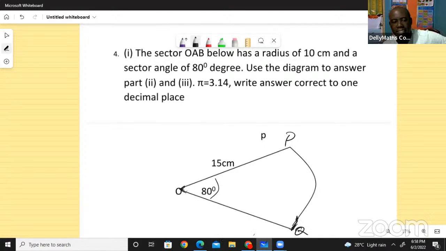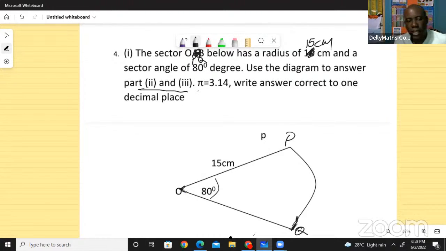So what we have here is the sector of a circle. I'm going to read this so that we can understand what's going on. It says the sector of OPQ below has radius 15 cm and a sector angle of 80 degrees. Then it says use the diagram to show in parts 1 and 2 that, and pi is equal to that. Write your answers correct to 1 decimal place.